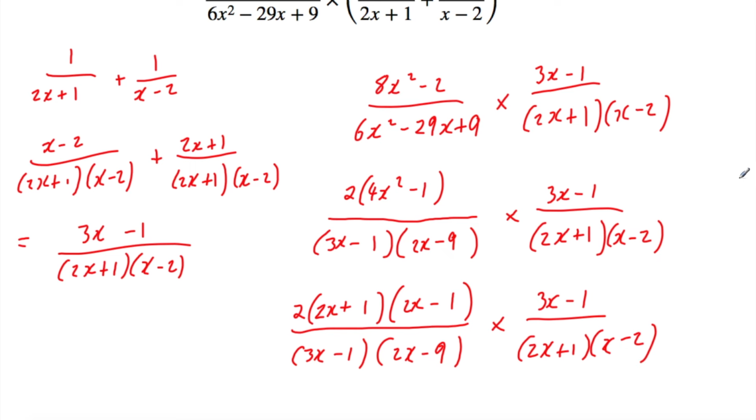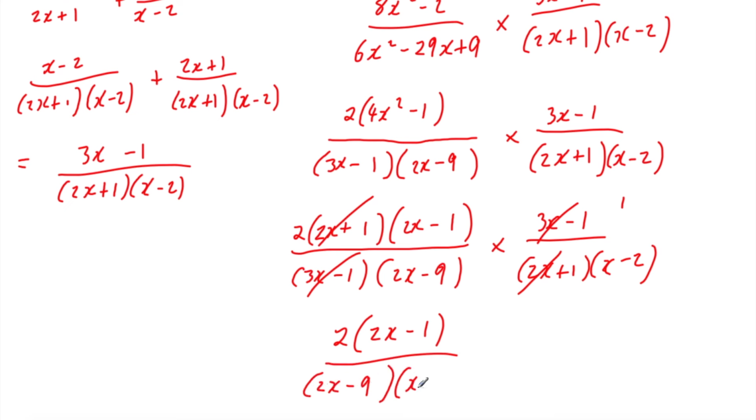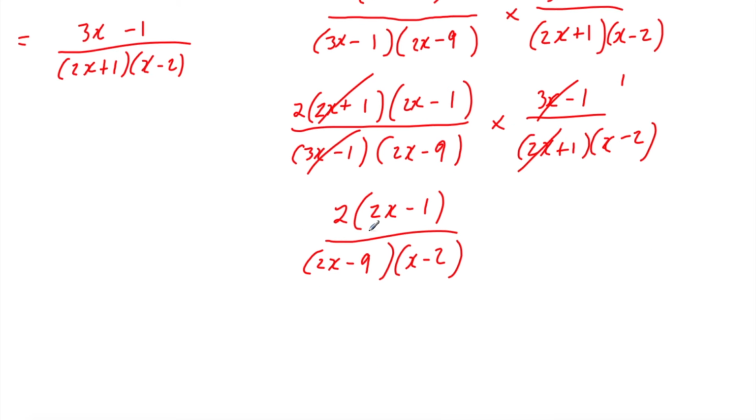Okay, and now before we multiply, let's see if we can cancel anything out. So we can divide this numerator and this denominator by 2x plus 1. We can divide this numerator and this denominator by 3x minus 1, so that'll leave us a 1 there. And that's it. And then if we multiply, let's multiply the numerators together. That'll be 2 bracket 2x minus 1 on the numerator. We've just got this times 1, so that'll be that. Over, and then we've got 2x minus 9, and then x minus 2. And that's it. And I'd probably leave my answer like that.